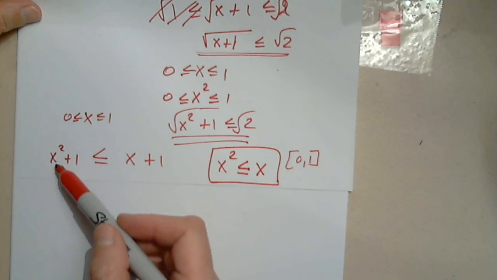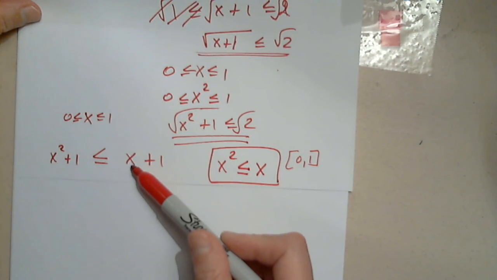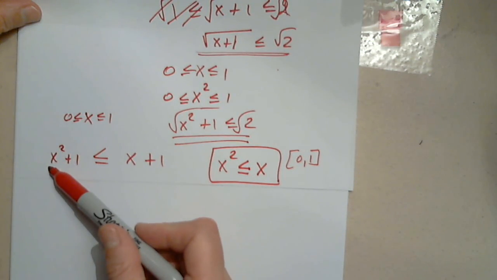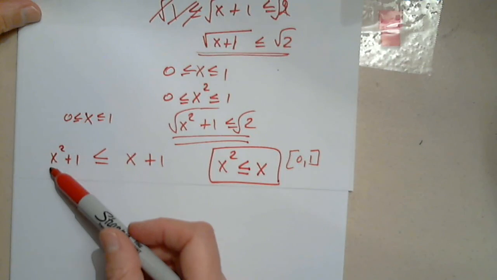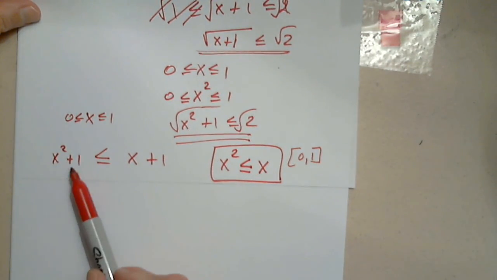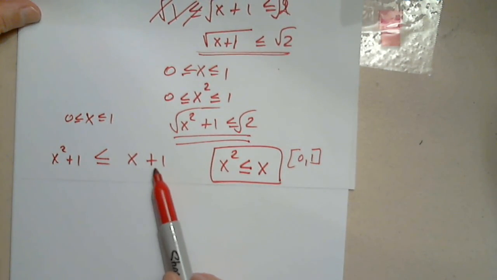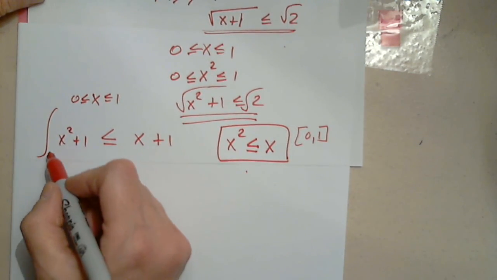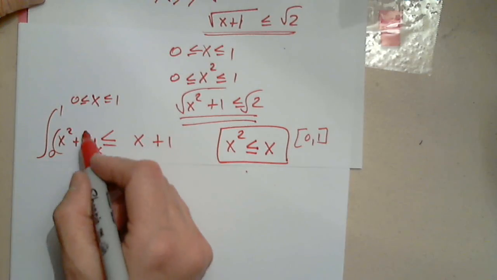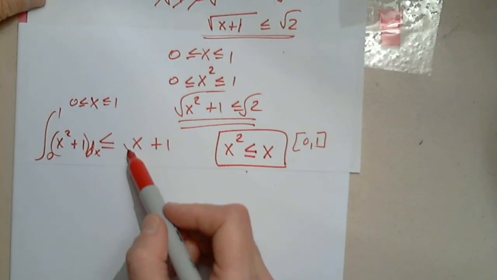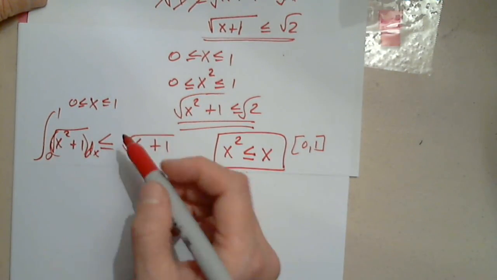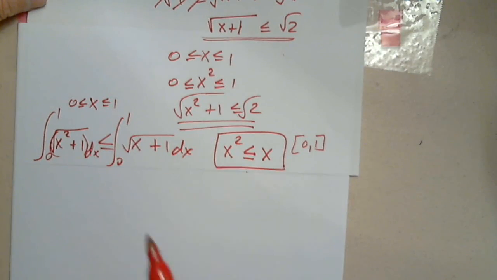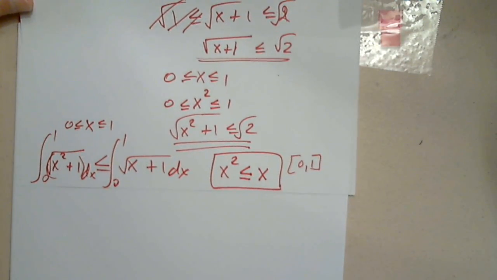Because if this is 1/2, this is 1/4. If this is 1/3, this is 1/9. If this is 1/10, this is 1/100. So this number will always be less than or equal to this number on the interval 0, 1. So that's all we needed to show. And of course the square root will follow, it is the same thing. And that's all we needed to present.